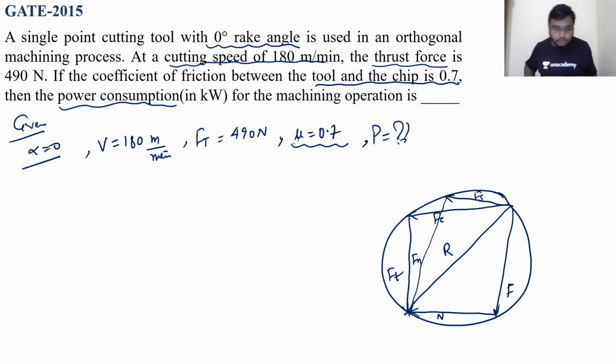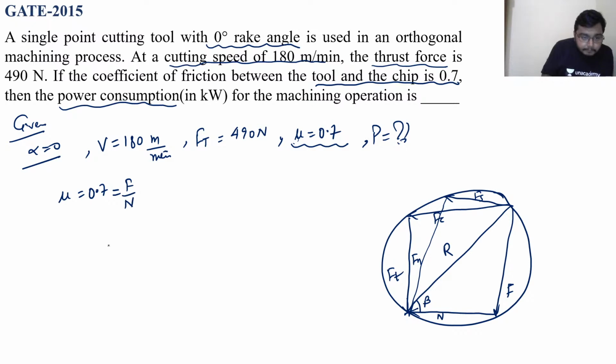Okay, Mukta ji, you have also given the correct answer. So this is the merchant circle. From here, we know that mu is given as 0.7. This is the beta, the friction angle. So mu is F by N. Clear? F by N.